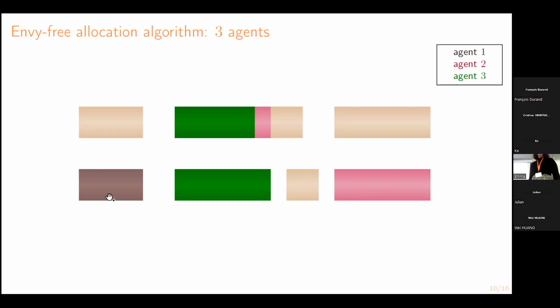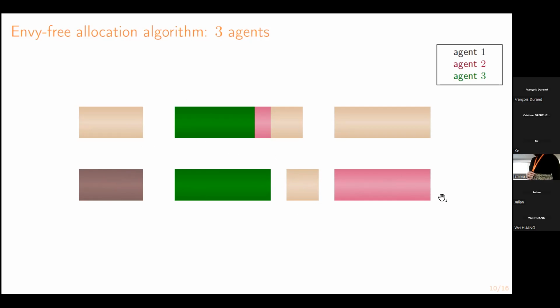And agent 1 is also not envious because at the beginning they cut the parts equally. For them, this is bigger than this, and this is equal to this. So at this stage, we have a partial allocation, and we have a remaining piece here.